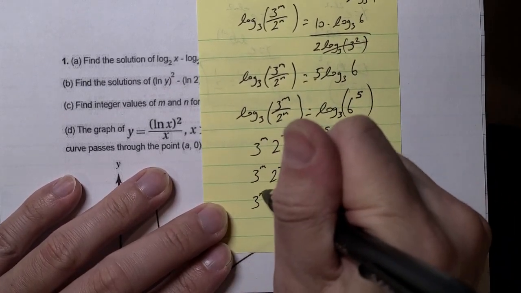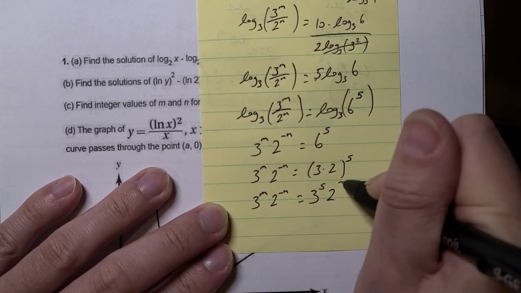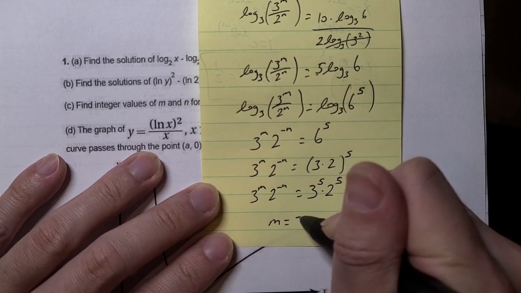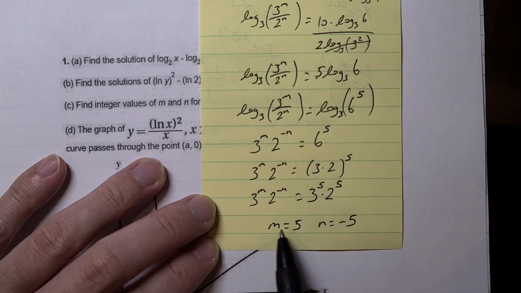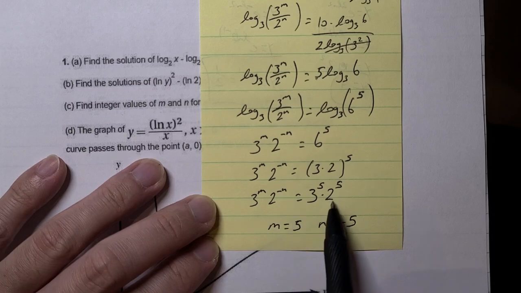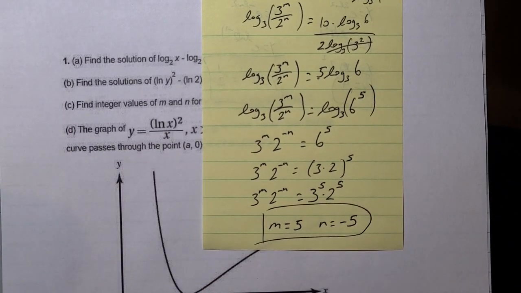And then we can distribute that exponent since it's being multiplied. It'll be 3 to the 5th, 2 to the 5th. Okay, so now this is in the exact same form. So clearly m is equal to 5, n is equal to minus 5. Because 3 to the m equals 3 to the 5th, so m is equal to 5. 2 to the minus n is 2 to the 5th power, so minus n is equal to 5, or n is equal to minus 5. And that's how I solved this. I believe the website did it in a completely different way, but this is how I thought of solving this, just using lots of properties and algebraic tricks.